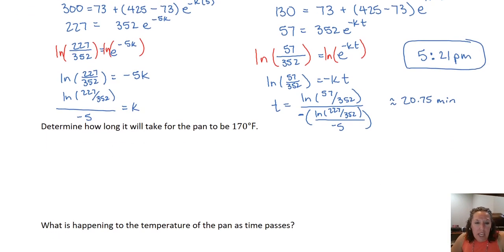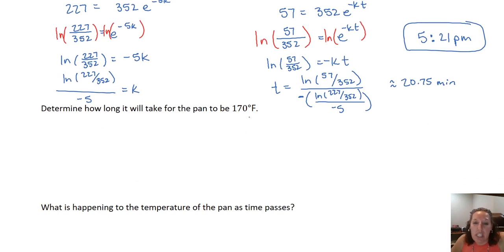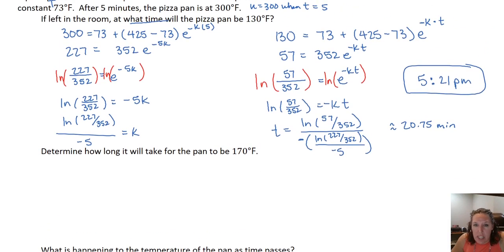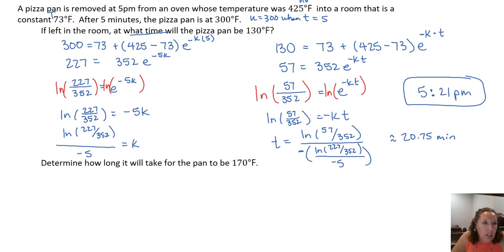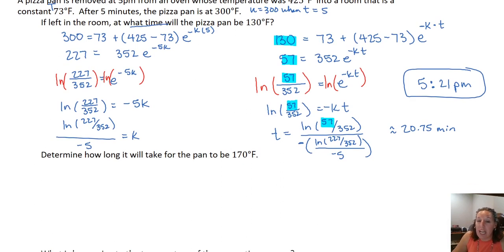All right, how long will it take for the pan to be 170 degrees? So we know our K value. Now we're going to plug in the exact same process that we just did for the 130, but now we're going to plug in 170. And we see that that 130 is going to affect this 57. So the only thing that's going to change in this problem is that 57, instead of being 130 minus, it's going to be 170 minus, so that'll be a 97.